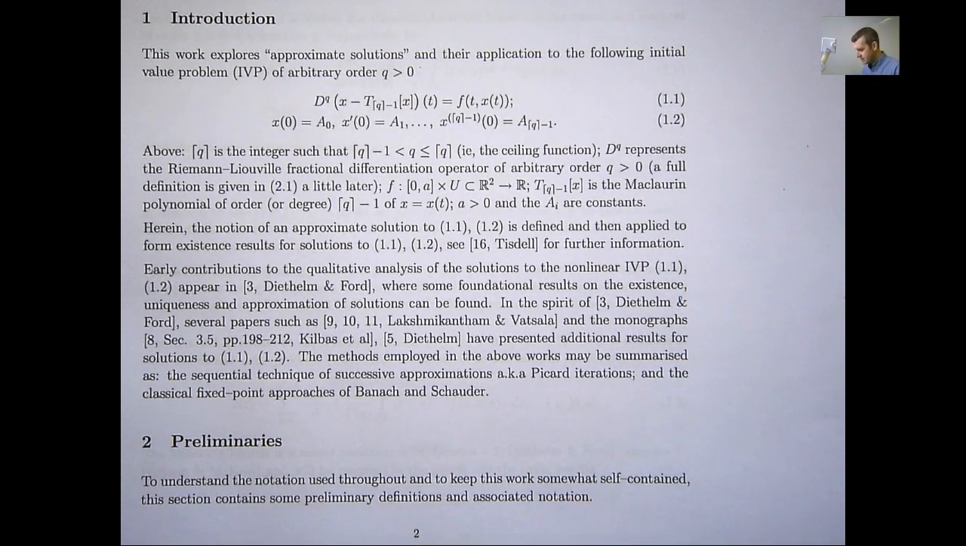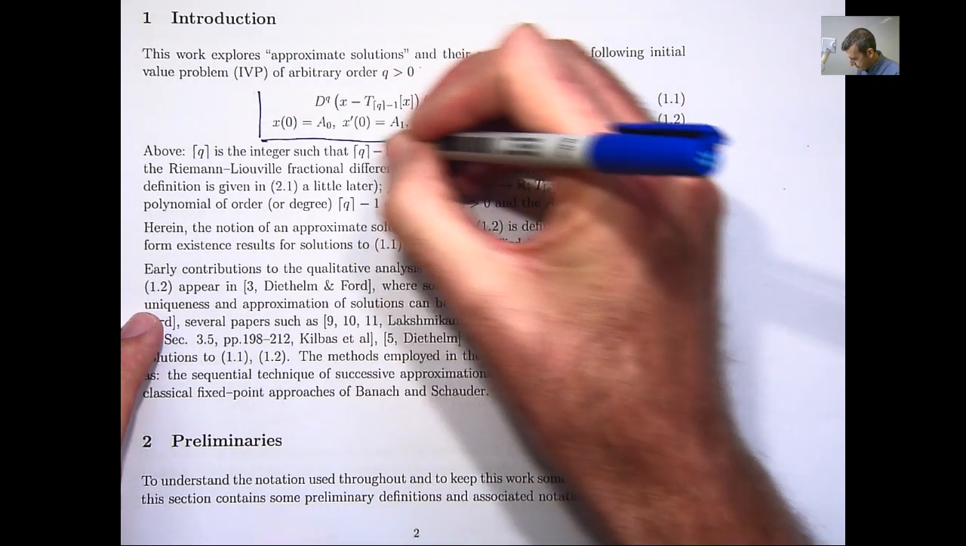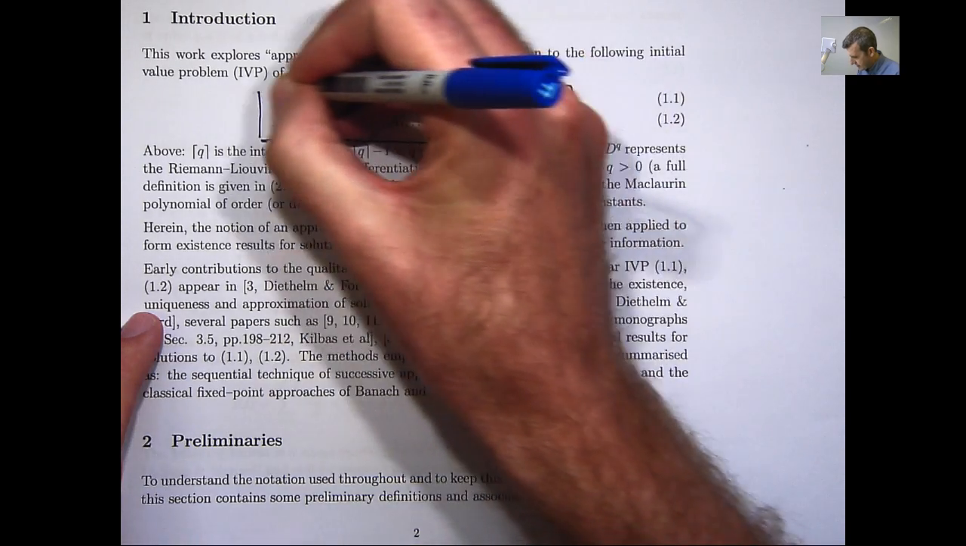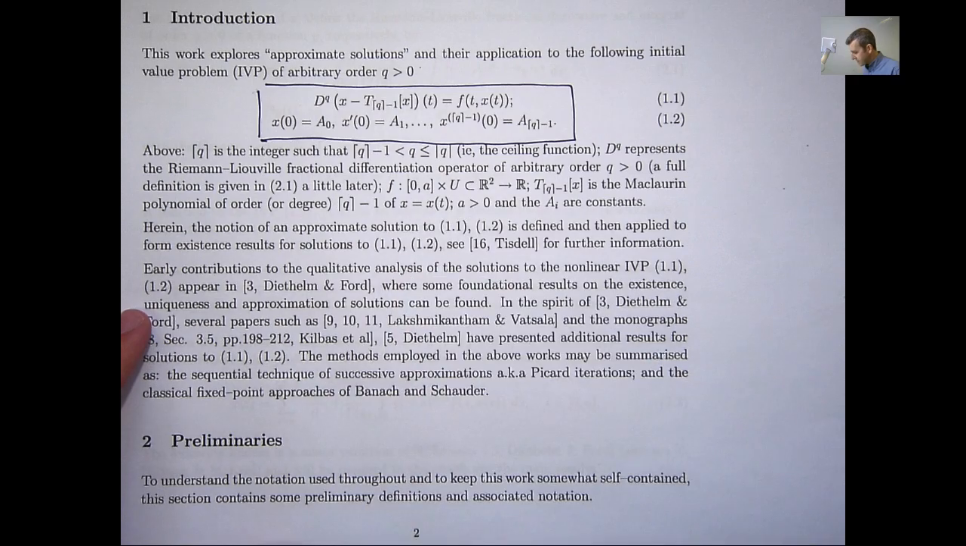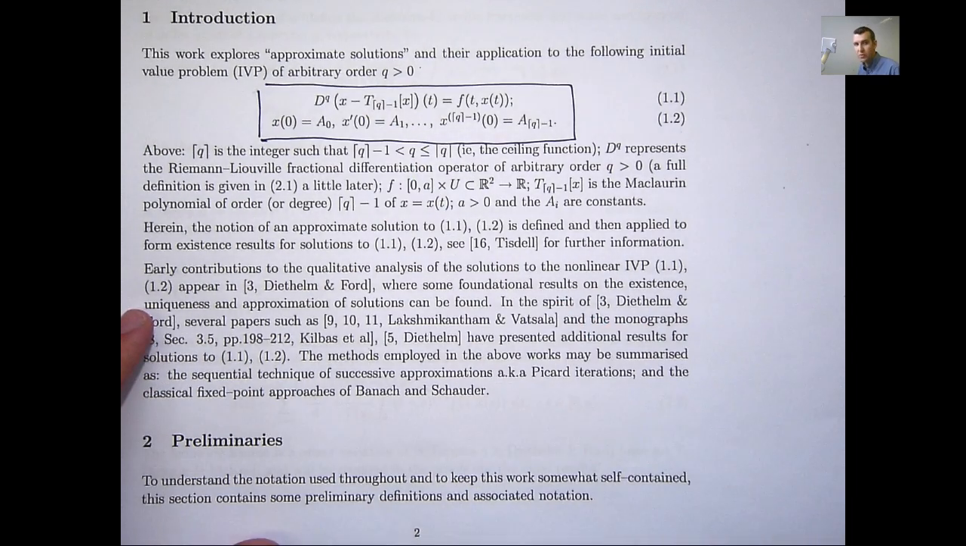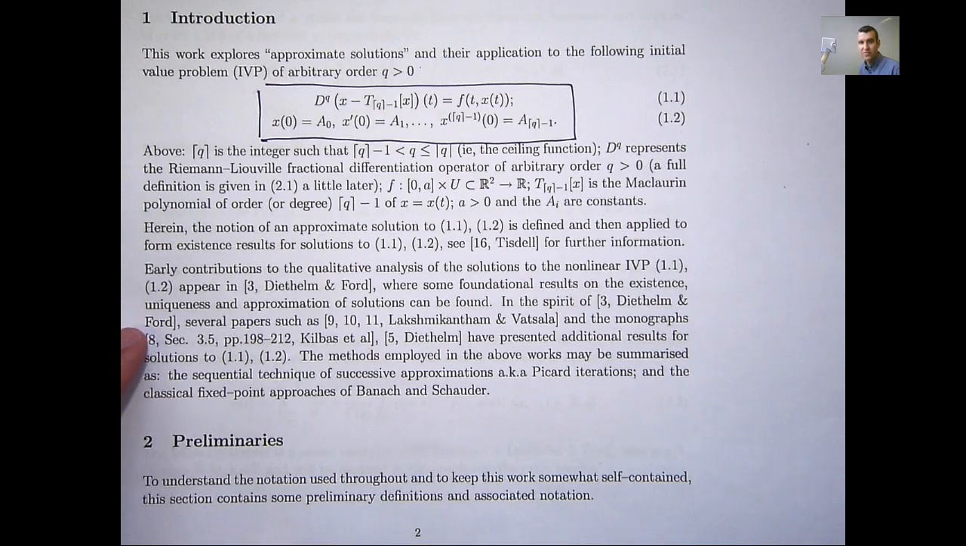Okay, well, this is the general problem we're going to be looking at. So it's an initial value problem. The D^q can be thought of as a general differential operator of order q. Now, here q could be a whole number or it could be a fraction, and so equation 1.1 is sometimes referred to as a fractional differential equation of arbitrary order.